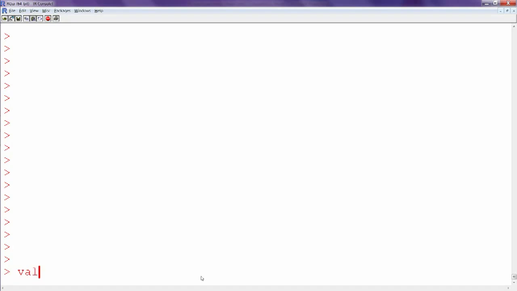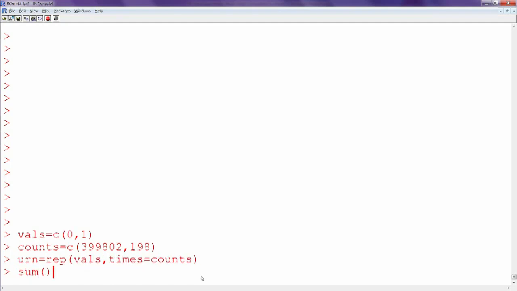Now let's do the simulation in R. Again, we have marbles labeled 0 and 1. And for the counts, we have 399,802 healthy, 198 sick. To create our urn, we use the rep function. And now each time, we're going to sum up our draws from the urn. We're going to draw 200,000 with no replacement. And we're going to repeat this experiment 10,000 times and store it to something called results.